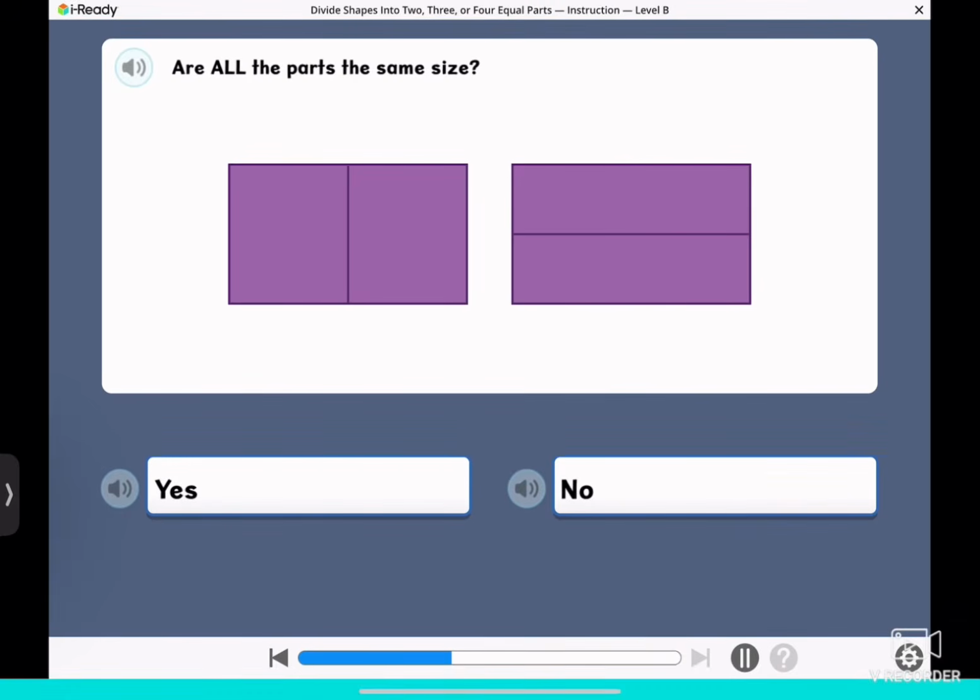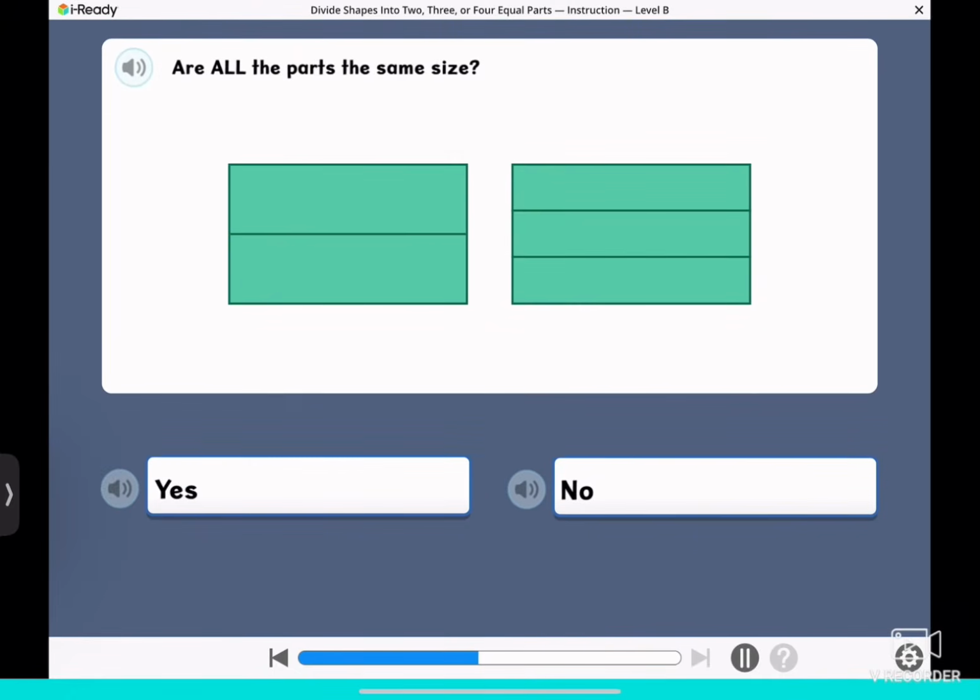Let's look at 2 same-sized rectangles that are divided into equal parts. Are all the parts the same size? Yes. Zowie! Each rectangle is the same size and is divided into halves. So all the parts are the same size.